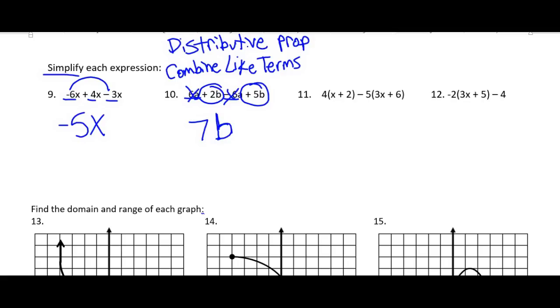Number 11, we have some distribution going on here. We have to distribute first. Multiply this 4 times both terms in the parentheses. So 4x plus 8. We have a negative 5. Careful with the negative there. That gets distributed to those parentheses. That gives us minus 15x minus 30. Now I can combine like terms.